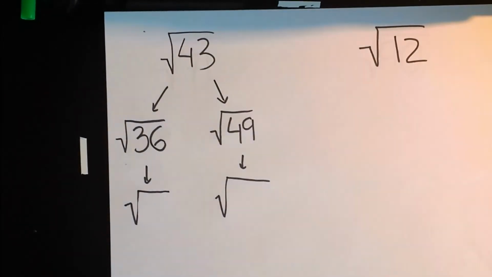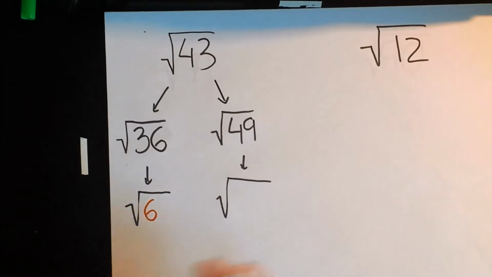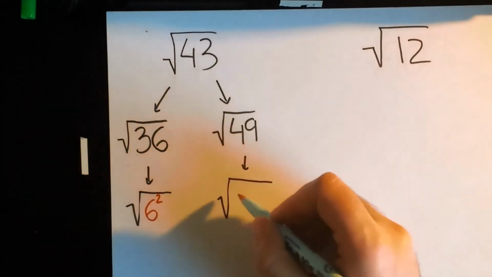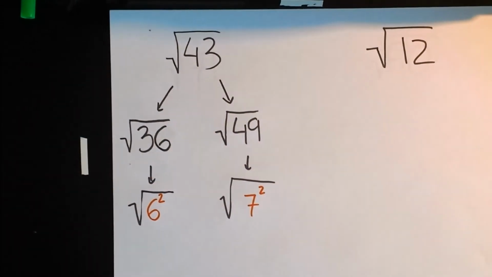Well, 36, I can simplify that down into 6 squared. So if you said 6 and 7, you're correct. And 49, I can get that down to 7 squared. I apologize if you hear my dog barking.